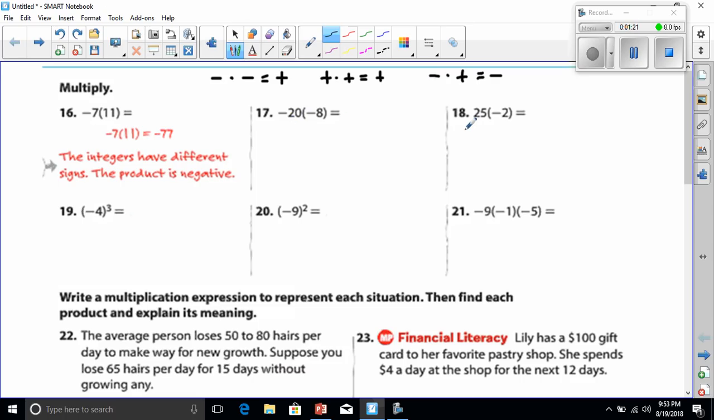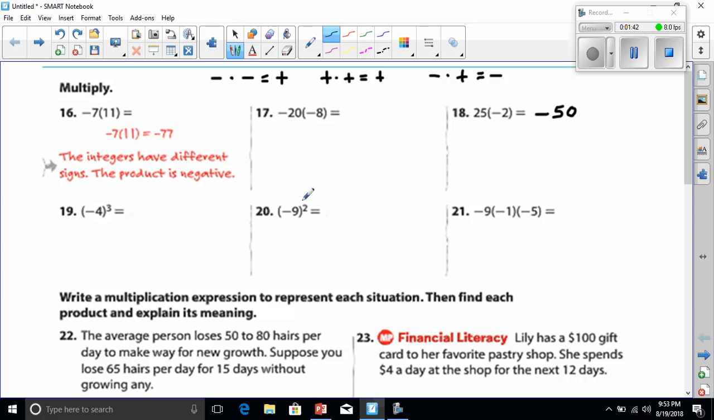Let's go to number 18. We have, once again, a positive number multiplied to a negative number. Well, we know our answer is going to be negative because of that, because a positive times a negative equals a negative. 25 times 2 is 50, so our answer is simply negative 50. Let's go to number 20.